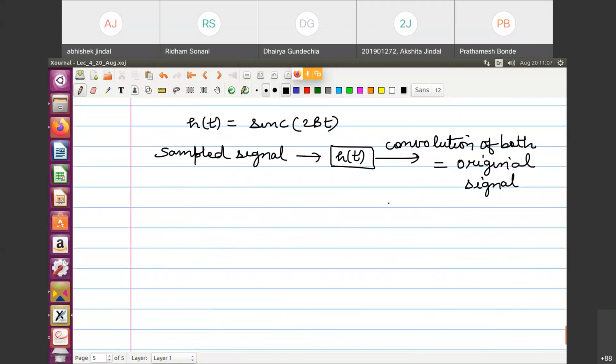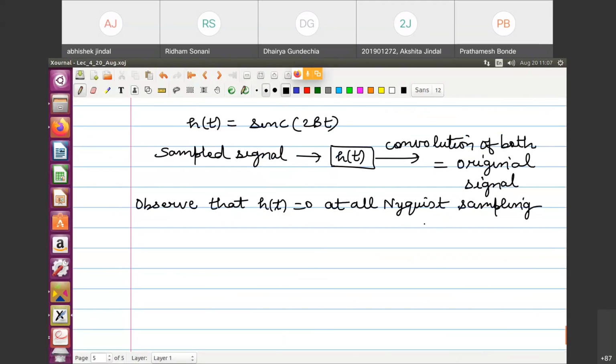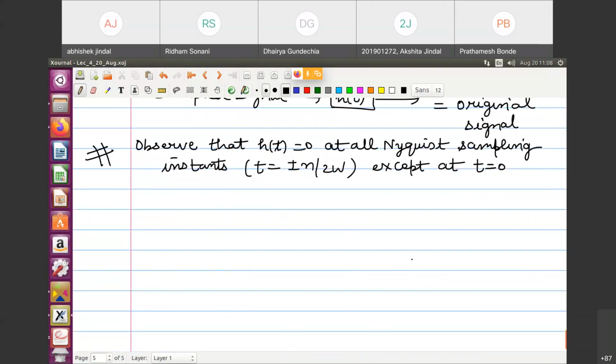So one observation regarding h(t). Observe that h(t) is equal to 0 at all Nyquist sampling instants, that is t is equal to plus minus n by 2B, except at t is equal to 0. This is very, very important. So I will write a hash here, that this will form the basis of every possible understanding you need to develop about the sampling theorem.